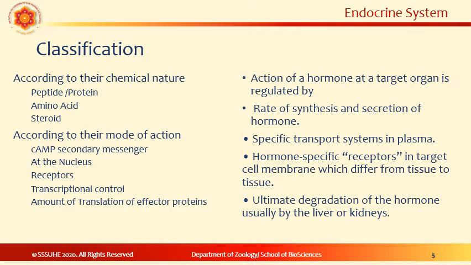These are the various factors that regulate hormone action. One is the rate and the way they are synthesized. The control is also at the amount of hormone secreted, when and how, the transport system, the receptors at the target organs, and ultimately the biological activity, how long it is active, and the degradation at the liver or the kidneys.